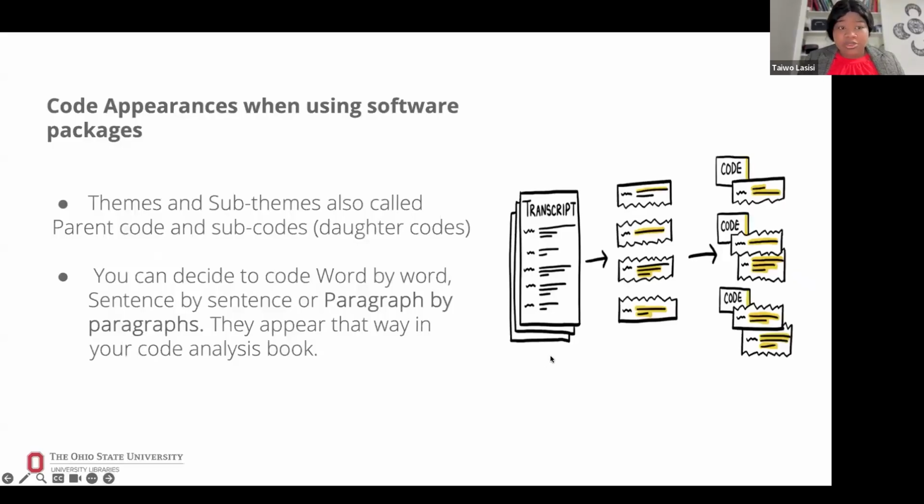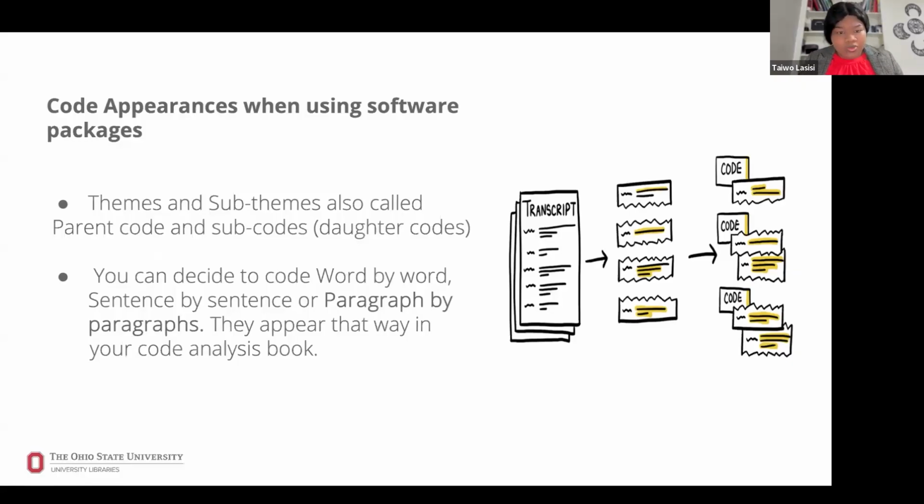I just talked about themes and sub-themes, and parent codes and subcodes. If you have any questions on codes when it comes to qualitative coding, just reach out to me. I'll be happy to share with you. But there's one thing I want to share on how to code. There are different ways to code, especially when you're using software packages.